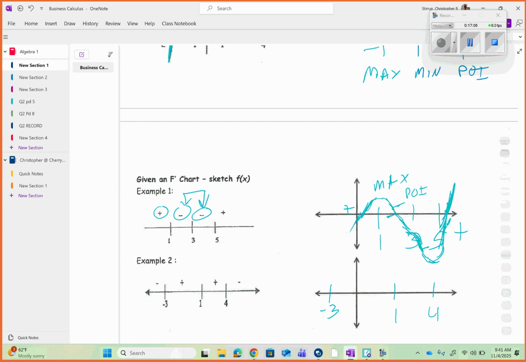So this is a point of inflection. Where's my point of inflection taking place on this? Yeah, right here. Okay, so you might recall from Algebra 1, or from Algebra 2 even.